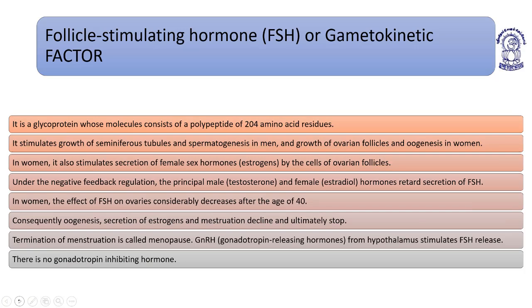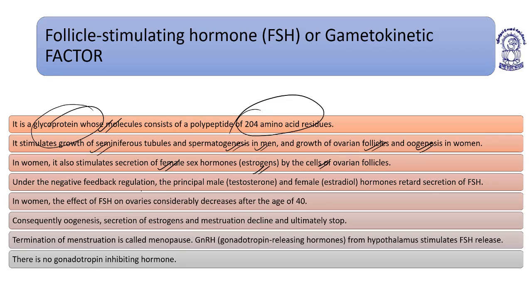Follicle stimulating hormone, or gametokinetic factor. It is a glycoprotein whose molecule consists of a polypeptide of 204 amino acid residues. It stimulates growth of seminiferous tubules and spermatogenesis in men, and growth of ovarian follicles and oogenesis in women. In women, it also stimulates the secretion of female sex hormones, estrogens, by the cells of ovarian follicles.